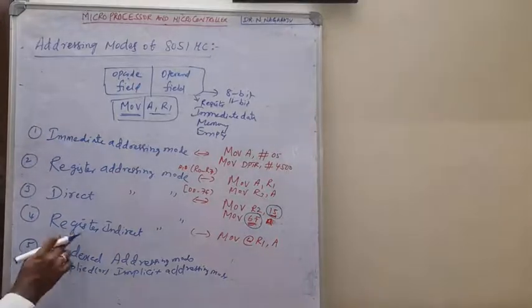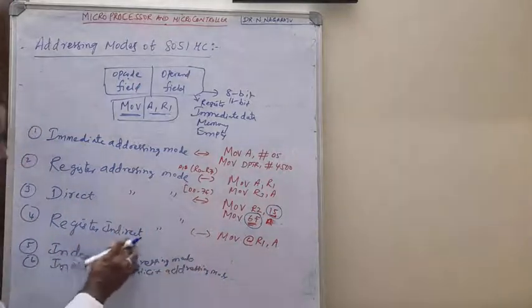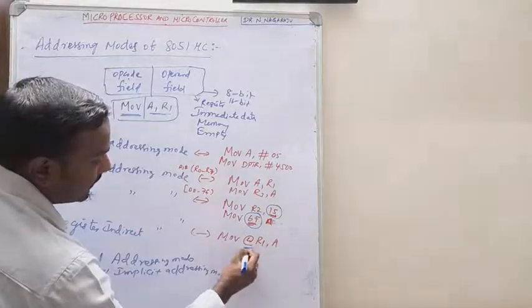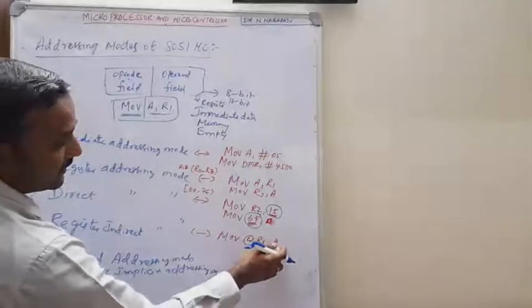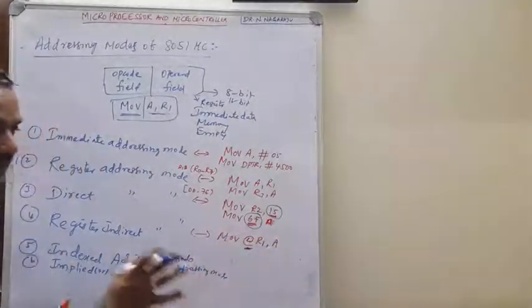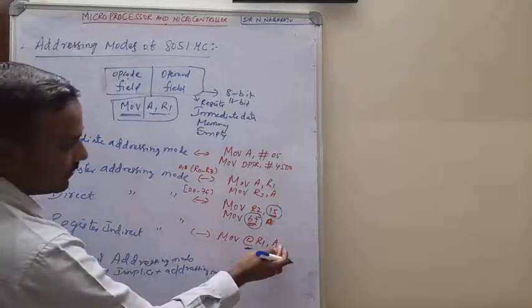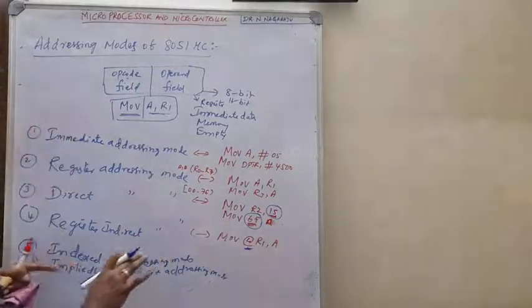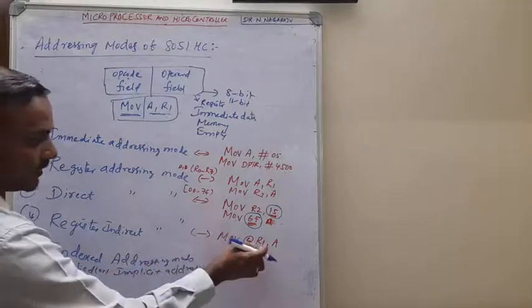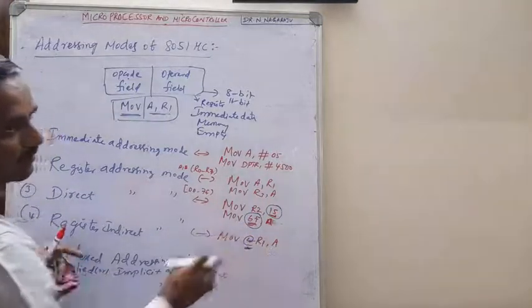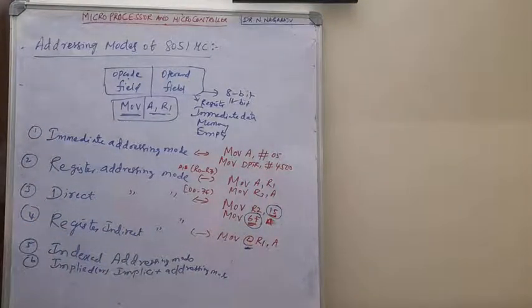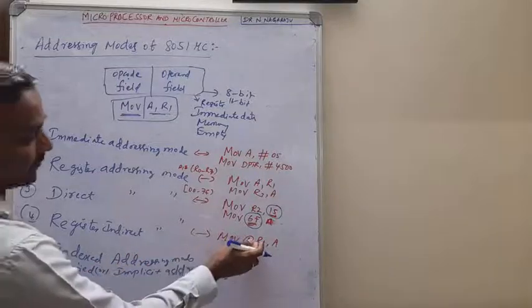See here, the register indirect addressing mode is always represented in terms of the @ symbol. Move @R1 comma A indicates that R1 contains some address. Whatever content is present in A, you move that content to the particular address which is specified in the R1 register. That is indirect. The address is given indirectly in register R1. That's why it is called register indirect addressing mode. The @ symbol is very very important.